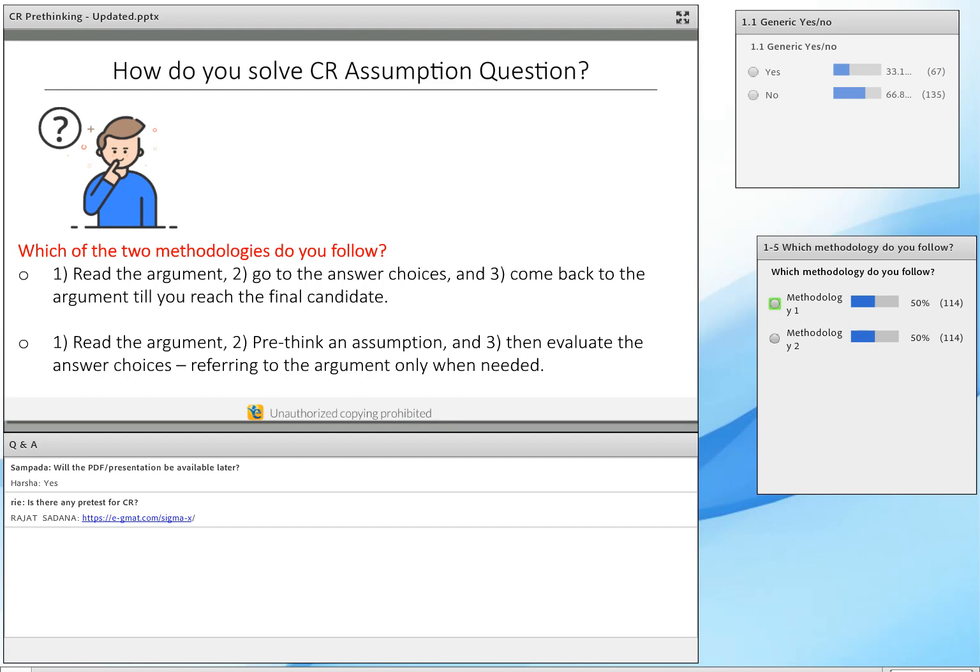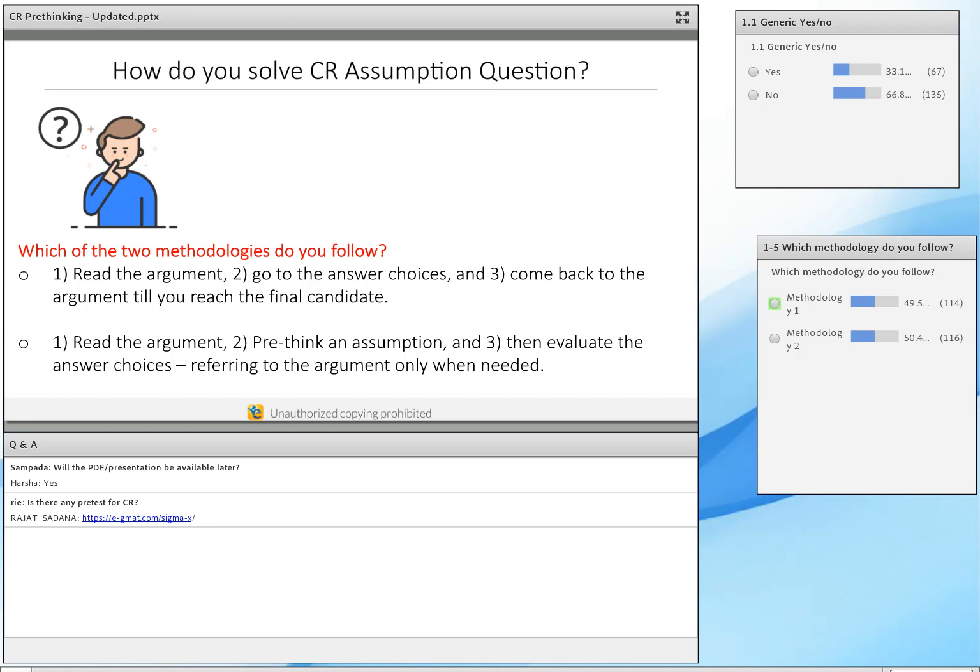So I have a 50-50 split. 50% of you use methodology one, the other 50% use methodology two. This is as precise as it gets when it comes to a 50-50 split. My goal today will be to make sure that more and more of you use methodology two.